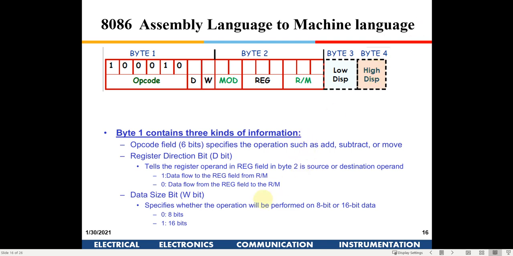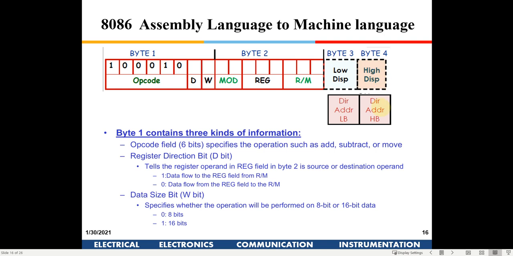This is again very important from your examination point of view also. You need to understand this a little bit, and then it becomes pretty easy. This is how the assembly language is transferred into machine language. The machine language format is given here. As I told you, the machine language could be 1 byte, 2 byte, 3 byte, up to 6 bytes.